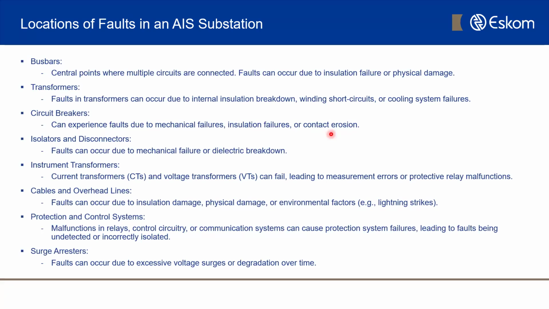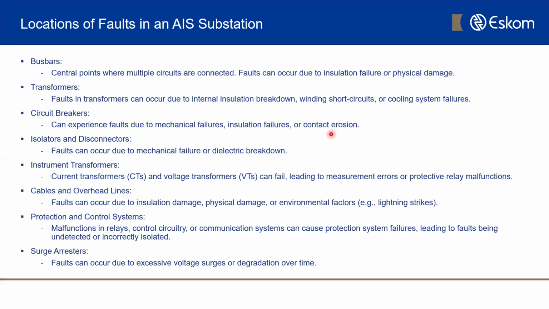We move on to the fourth location for the fault. It's the isolator or disconnectors. And faults can occur here due to mechanical failure and dielectric breakdown. Here again, it's more of a mechanical failure. Isolators are there to create air insulated gaps when we want to open the circuit. So the faults could occur if there is a malfunction or a breakdown in the insulation there as well.